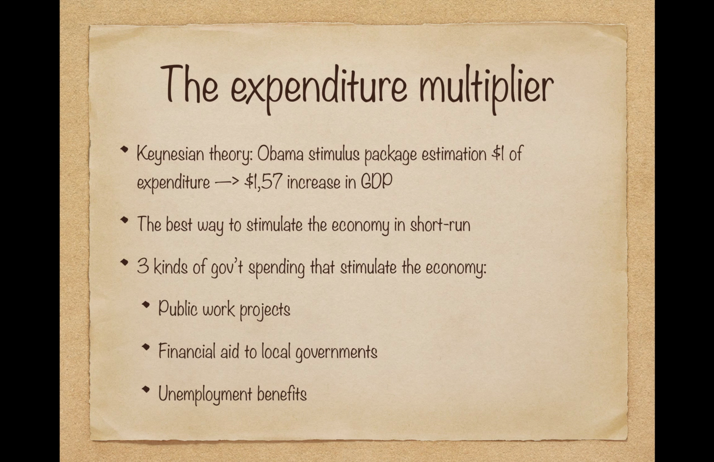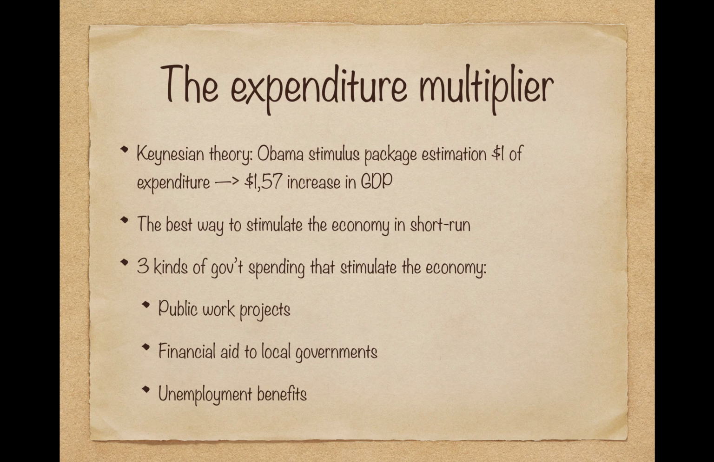The expenditure multiplier. According to Keynesian theory, and according to Obama's stimulus package, they estimated that $1 of government expenditure would lead to a $1.57 increase in the GDP. It is, as we consider, the best way to stimulate the economy in the short run, but in the long run it doesn't have the same effect, because in the long run, after moving the aggregate demand, we won't have an increase in the output, but only in the prices. It will lead to inflation, but not to GDP growth.